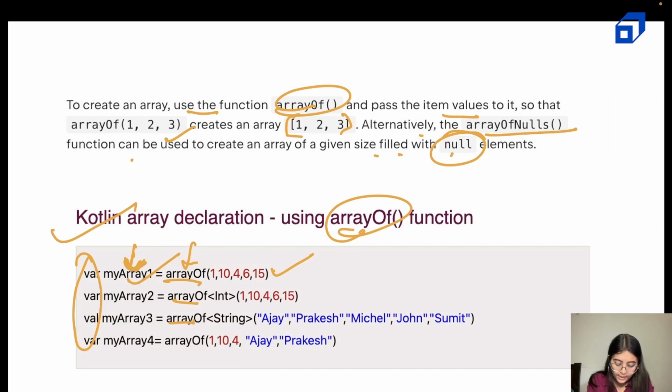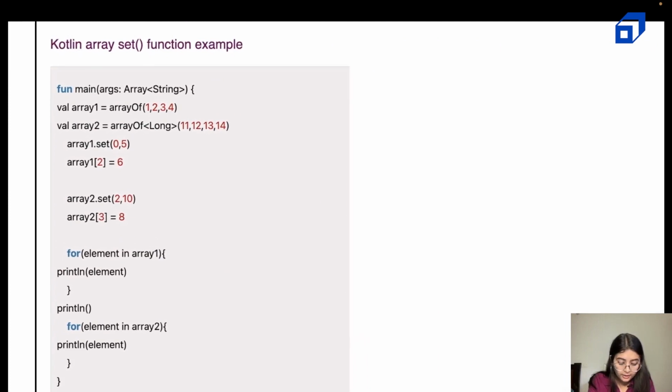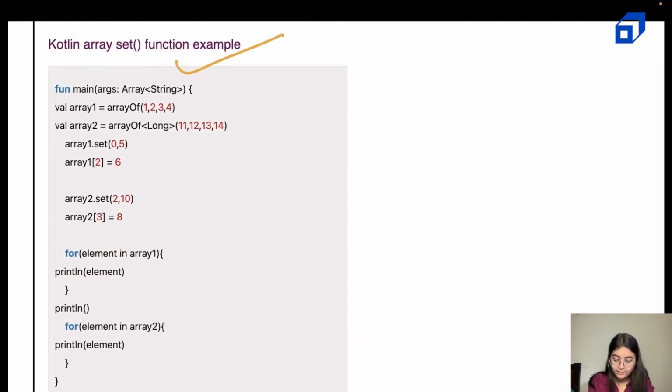So myArray1 = arrayOf(1, 10, 4, 6, 15). It is like 1, 10, 4, 6, 15. Index 0, 1, 2, 3, 4. And then arrayOf Int, same thing. arrayOf String, in angle brackets you can pass the type as well. So here you have the array of a string, and then array of a mix of integer and string values. Perfect. And here array set function example is given to you.